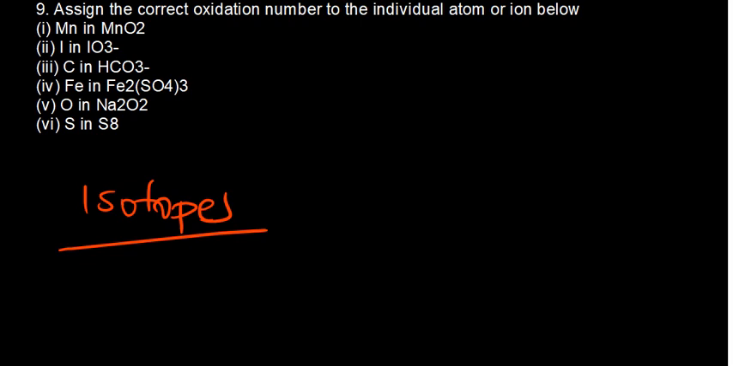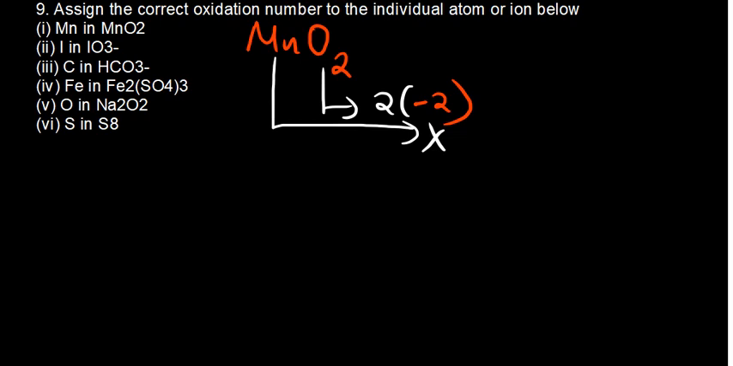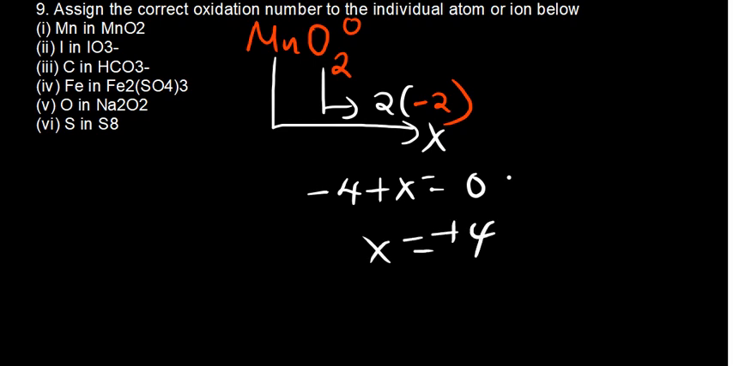oxidation numbers. So if you look at the first one, for oxygen, we know it's determinable. It's a 2 minus. So the negative 2 is what I'm going to multiply by the number of atoms present, which are 2. For the manganese, we don't know. The sum is supposed to give us 0, because that is the overall charge of the compound. So I have negative 4 plus x equals 0. So my x is a positive 4. In the first compound, manganese is a positive 4 and oxygen is a minus 2.